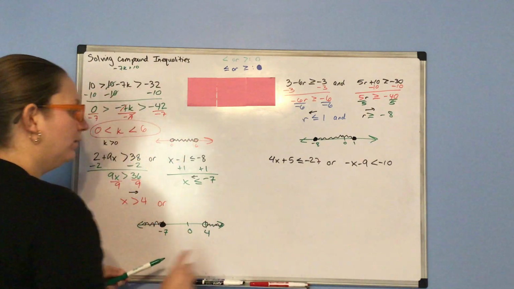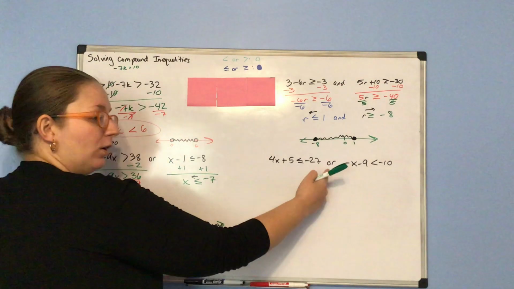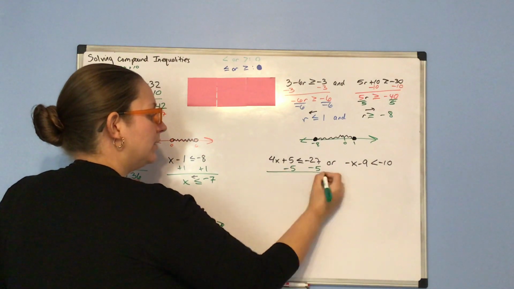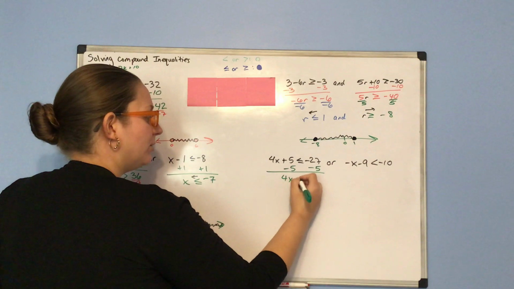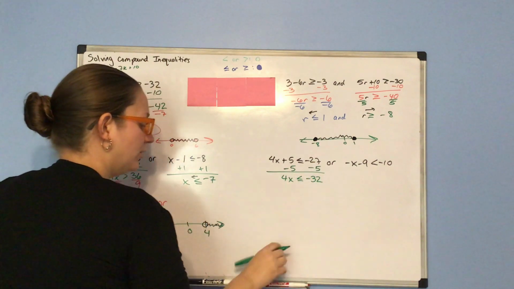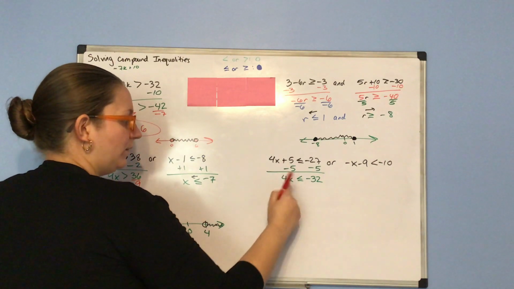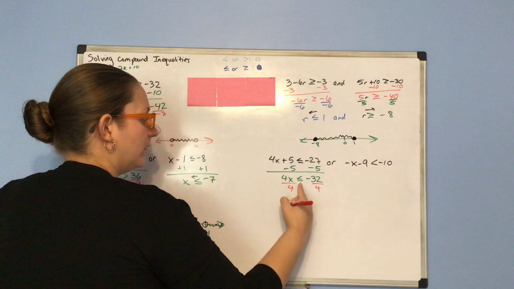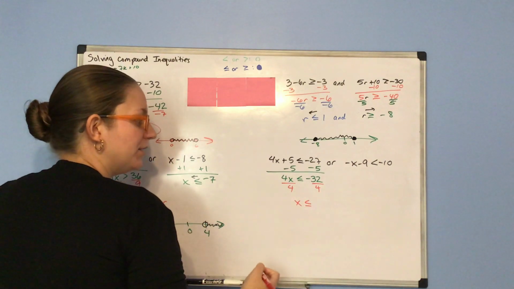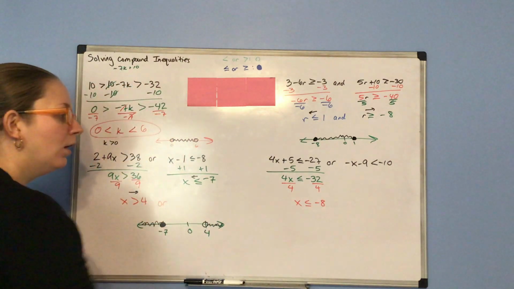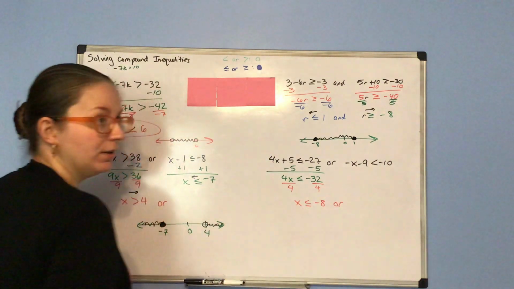All right, one more. We do have the word or in between them, just so we know. Start by undoing plus 5 by subtracting 5. Negative 27 minus 5 is negative 32. Divide both sides by positive 4. This stays the same because I divided by a positive number. Negative 32 divided by 4 is negative 8. Or, what's our other solution?